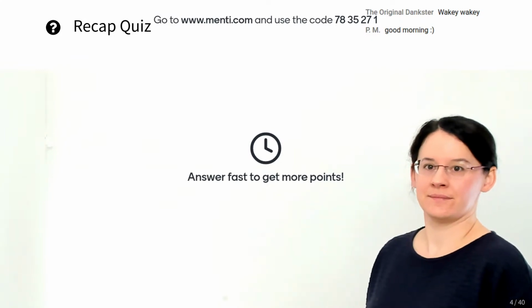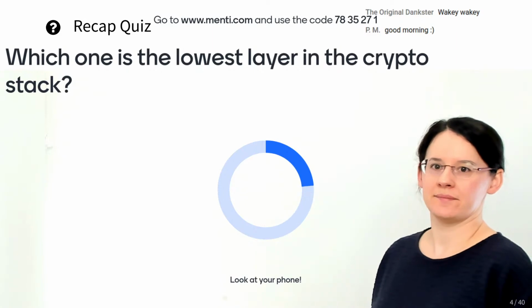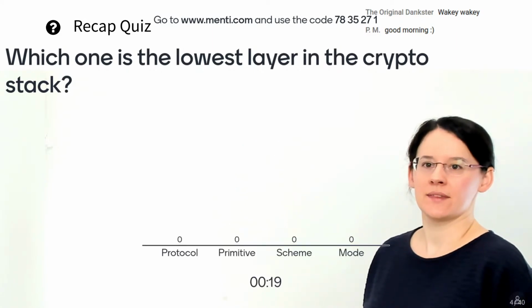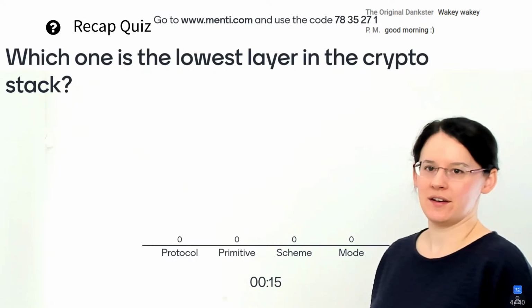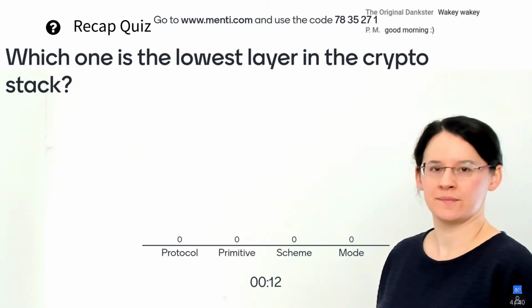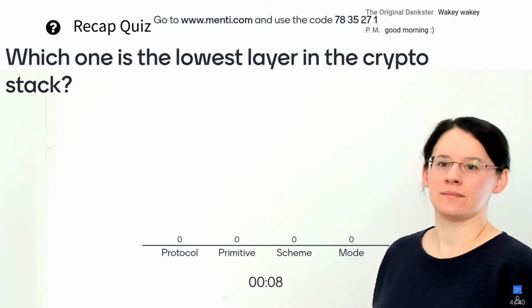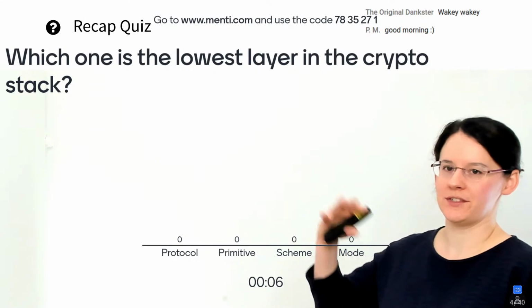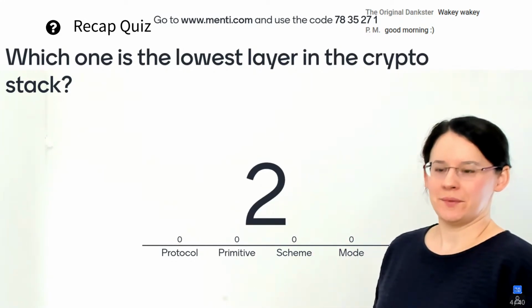Namely, which one is the lowest layer in the crypto stack? The protocol layer, the primitive layer, the scheme layer, or is it a mode? Lowest meaning the other stuff builds up on top of it. Time's almost up.